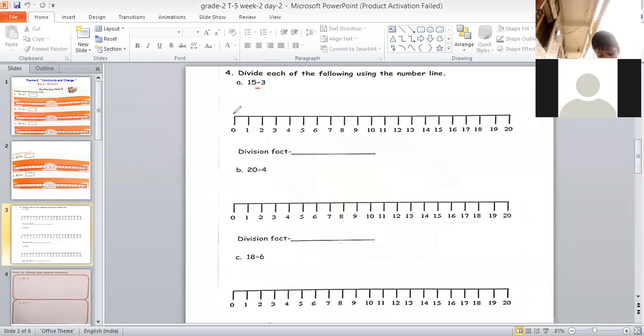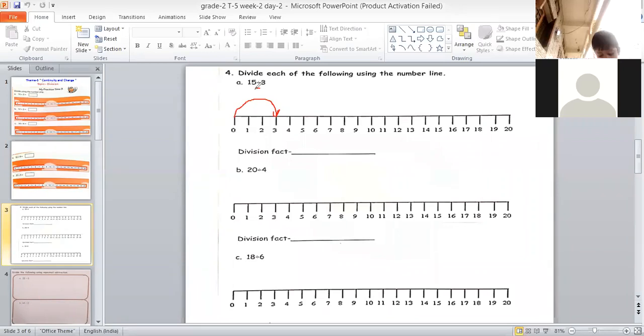Okay. So Jay, tell me, if we are starting from 0 and if we are taking 3 steps forward, we will reach which number? Not in this way. From 0, count forward 3. Tell me which number you'll get. 3. Yes. So if you are starting from 0 and you are taking 3 steps forward, you will reach number 3.